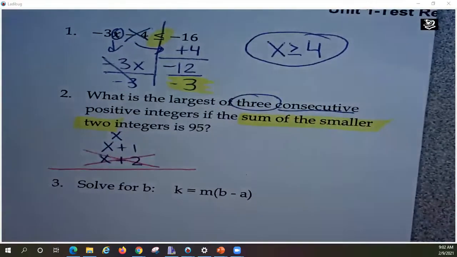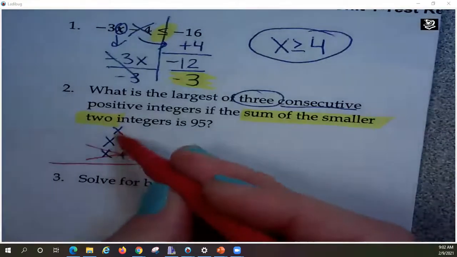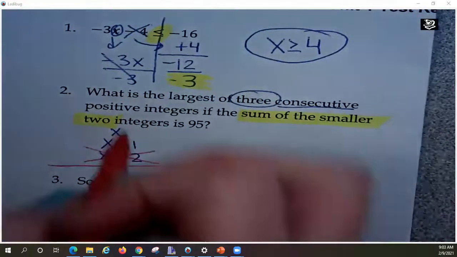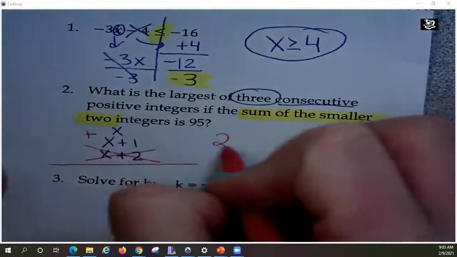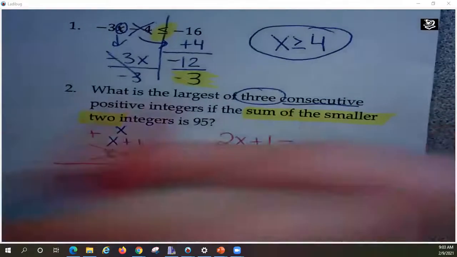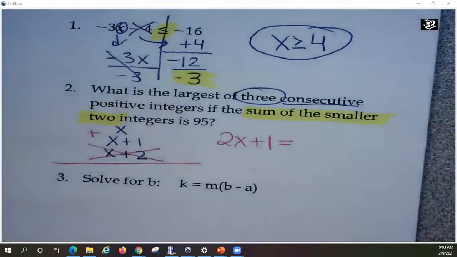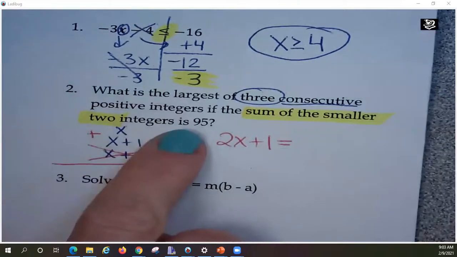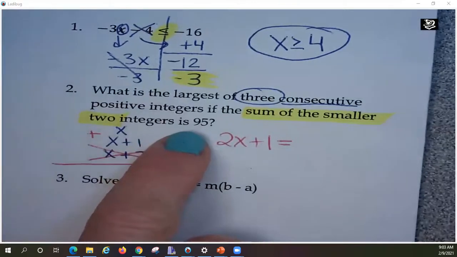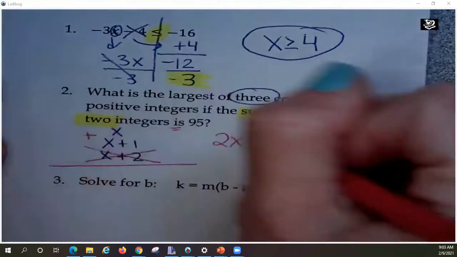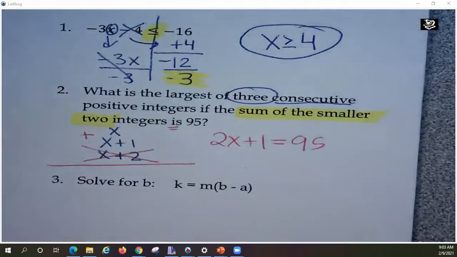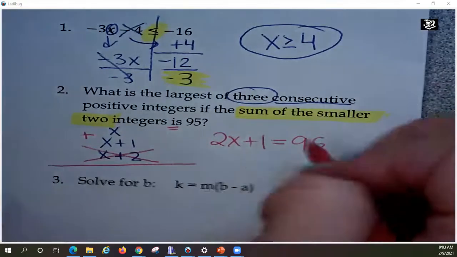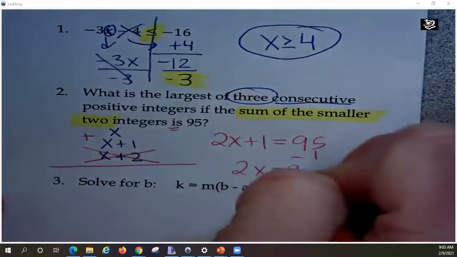And Wyatt, what does sum mean to do? What am I doing with these 2? Adding them. What does it give you, Wyatt, when you add these? 2x plus 1. Good. And what is it going to equal, Jaman? 95. Is means equal, so it equals 95. Isaac, help me solve this one. What do I do? You subtract 1. Good, which gives me 94.